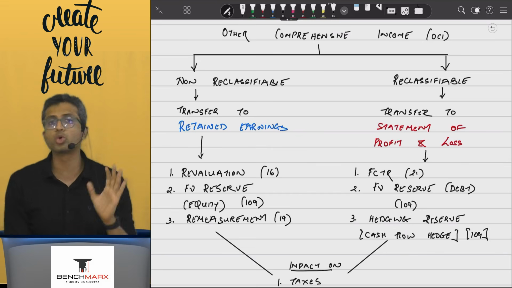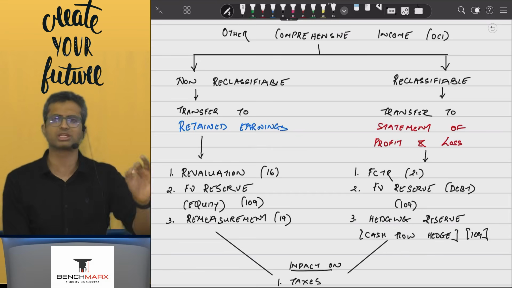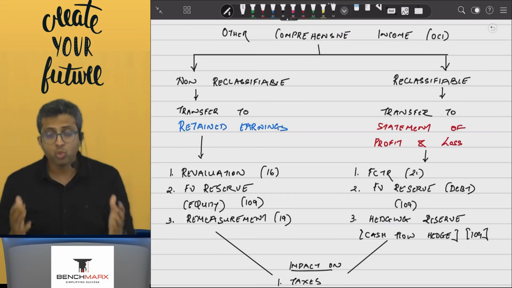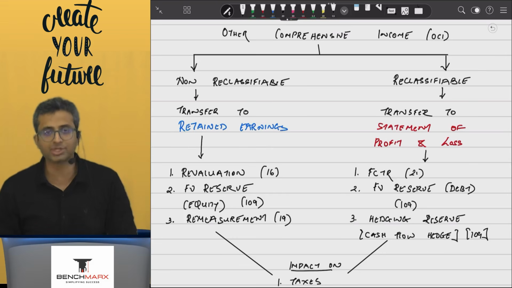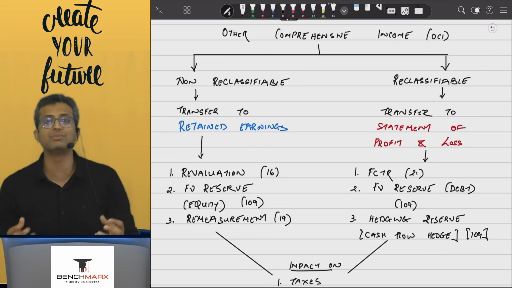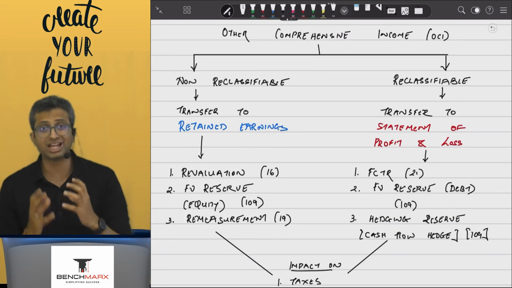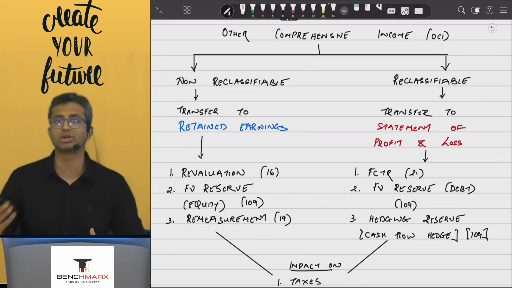First of all, OCI is a pure Ind AS or an IFRS concept. It was not there in your AS. Why do you need OCI and where is it presented? Well, earlier we used to assess our statement of performance only based on the revenue profits that were earned. However, it was sometimes felt that this gives you a part of the picture, not the entire picture.